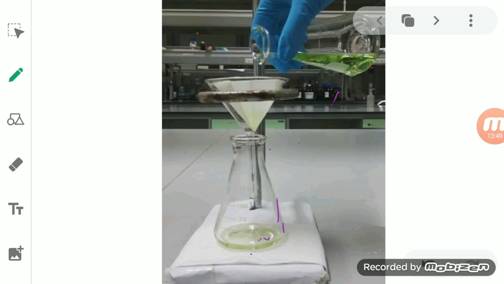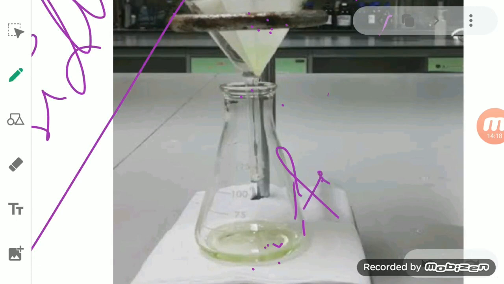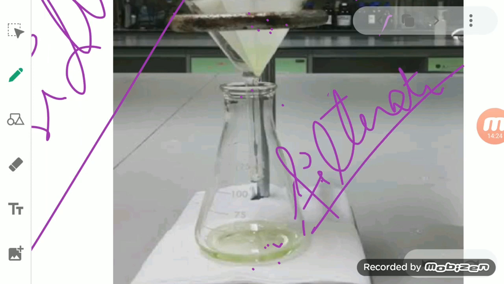But the sand, since it is a solid particle and it is insoluble, will not pass through the filter paper and remains on its surface. It can be obtained on the filter paper in the form of a residue, and the clear liquid that we obtain is known as the filtrate. This is the process of filtration.